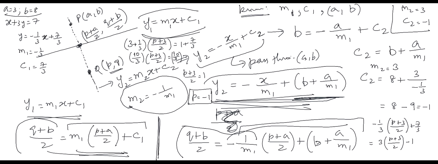Yes, the X value is minus 1. Now use it to calculate the Y value. The Q is nothing but our M, and we can use the second equation. M2 is 3, so 3 times minus 1, minus 1. So the Q value is minus 3 minus 1, which is minus 4. So the point is minus 1 comma minus 4.